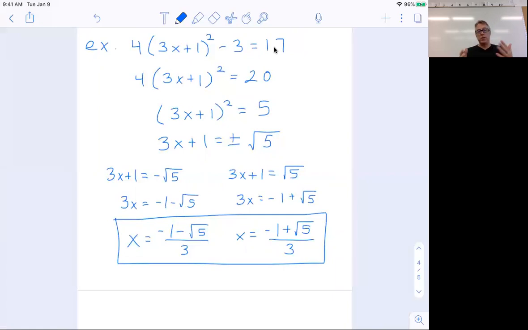Okay, and that tells me something again graphically. It means that the graph of this thing does cross 17 twice. It just doesn't cross at an integer value. It just crosses at a couple non-integer values.